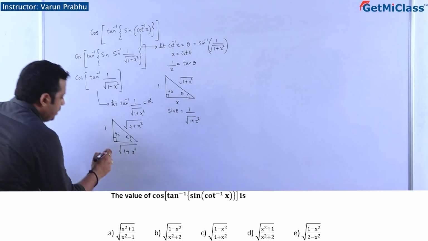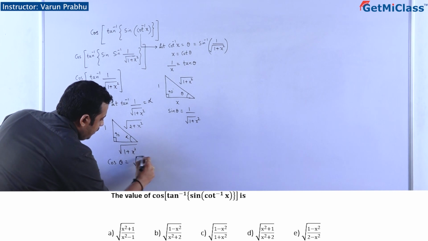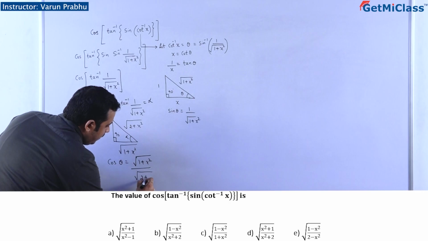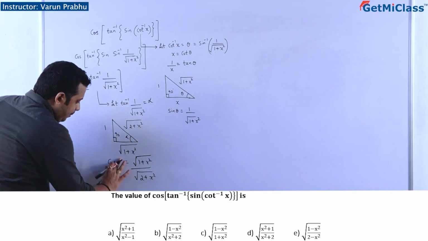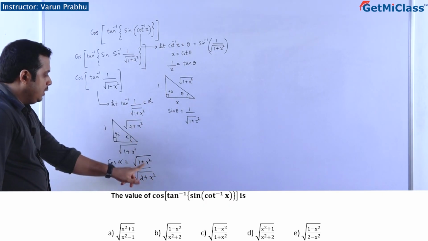So now I want cos inverse, right? So can you tell me what is this value of cos theta? That is equal to root of 1 plus x square divided by root of 2 plus x square. Is it right? So your value of alpha here will be equal to what? The value of alpha will be equal to cos inverse of.